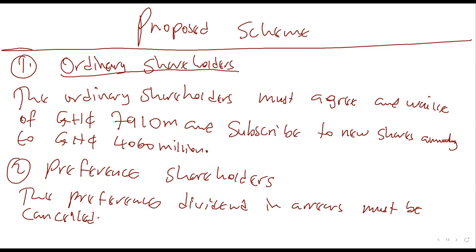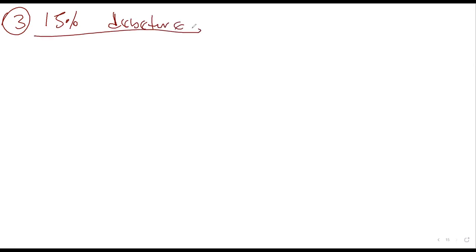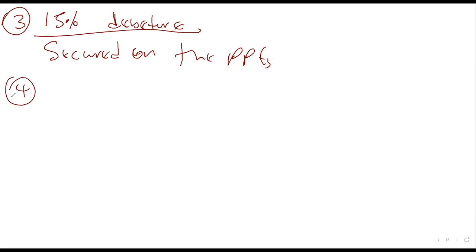All right, so let's go. At least when you write something small, you stop. Let me write number 3. Who again should we talk about? The 15% debenture. Tell them it will be secured on the PPE, that's all. So the 15% debenture will be secured on PPE.